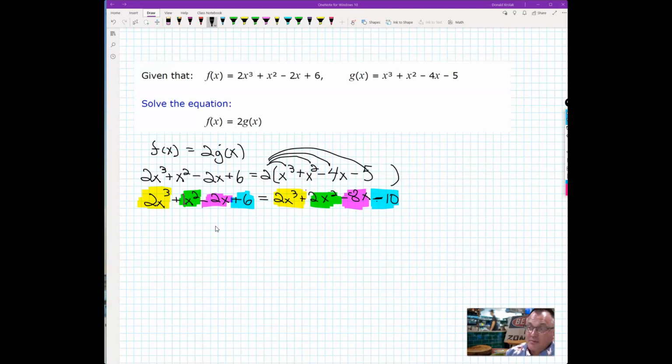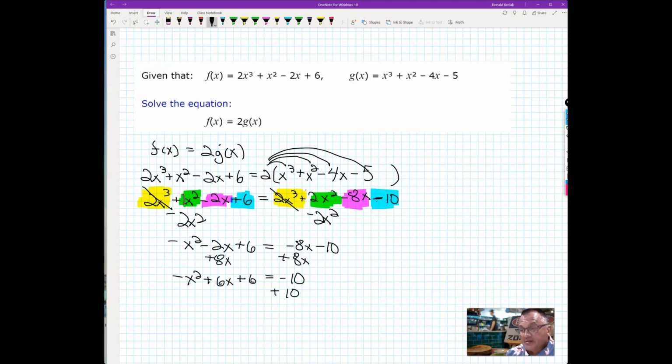All right, and it doesn't matter which way you move them, okay? Let's move everything over here to the left. So when I subtract 2x cubed from that, I'm going to get 0. So that's gone. When I take away 2x squared from both sides, I'm going to get negative 1x squared minus 8x minus 10. Okay, now I'm going to add 8x to both sides, and now I'm going to add 10 to both sides. And now I want to factor this and come up with the roots.